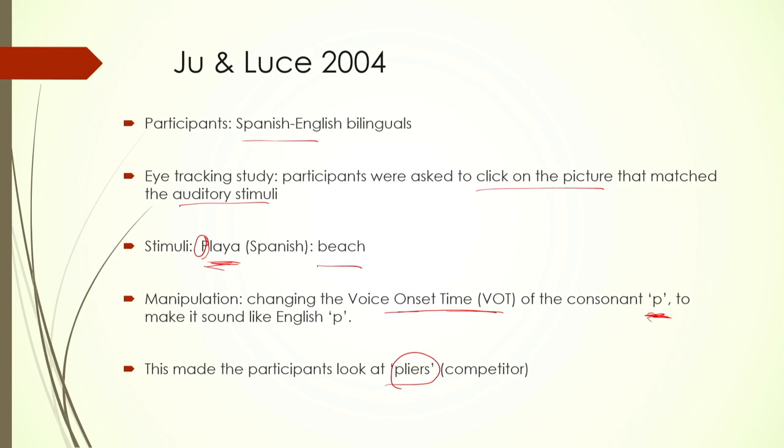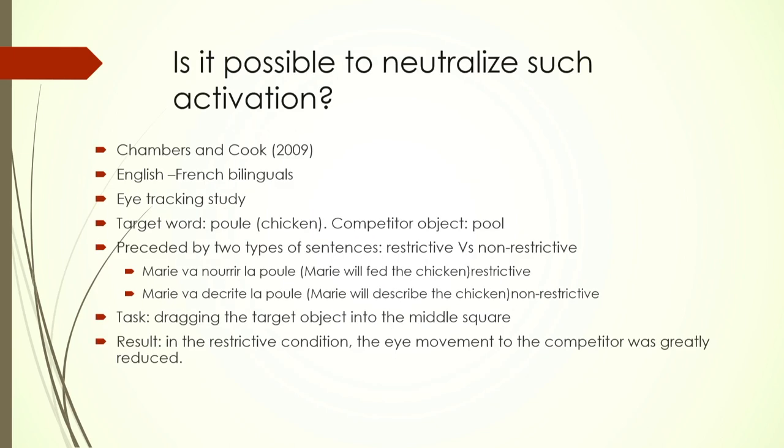So the participants who looked at the pliers also managed to get a lot of visual attention because of this. So they concluded that even a very subtle manipulation of the sound shows that the English candidate words were already active, and were just accessed by the manipulation.